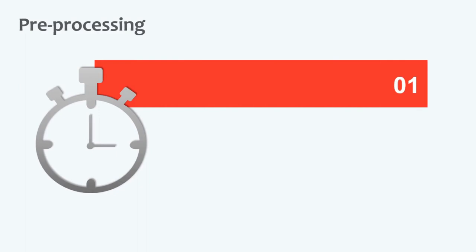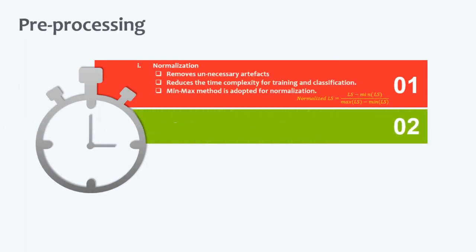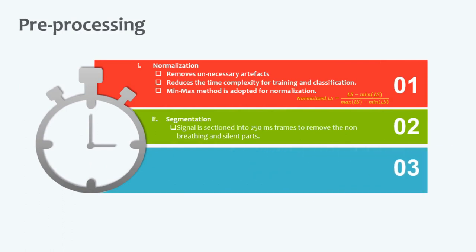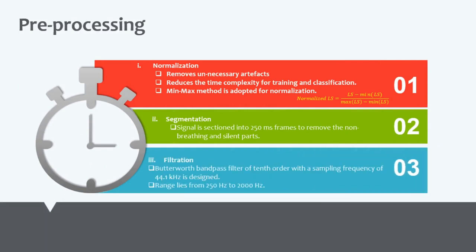Preprocessing. Immaculate lung sounds are required for feature extraction and classification. For preprocessing, I use three steps: normalization, segmentation, and filtration. Normalization of lung sound is a must, as it not only helps remove variation in the recorded sample but also creates linearity in data. It also removes unnecessary noise and peak values, and reduces time for data training.